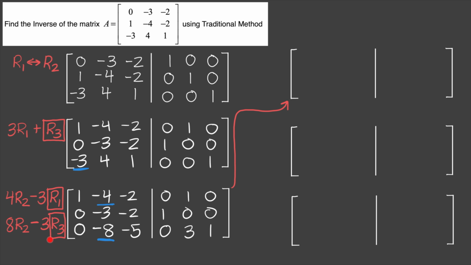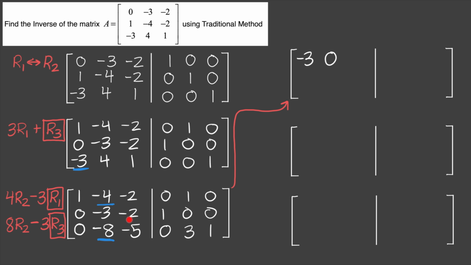Let's go ahead and perform the top one first. So 4 times R2, so 4 times 0, minus 3 times 1. That gives us -3. So we're going to have a -3 in the top left here. All right, next we have 4 times -3, which gives us -12. And then -3 times -4, which is +12. -12 plus 12 is 0. And remember, that was the whole point. That's why we did this step here. We wanted the -4 to become a 0.